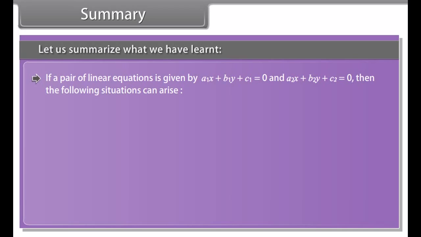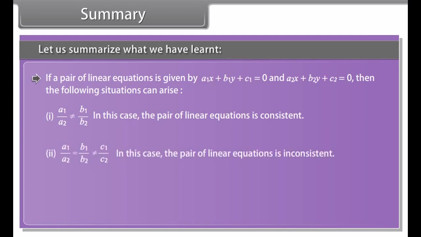Graphical method. The graph of a pair of linear equations in two variables is represented by two lines. 1. If the lines intersect at a point, then that point gives the unique solution of the two equations. In this case, the pair of equations is consistent.